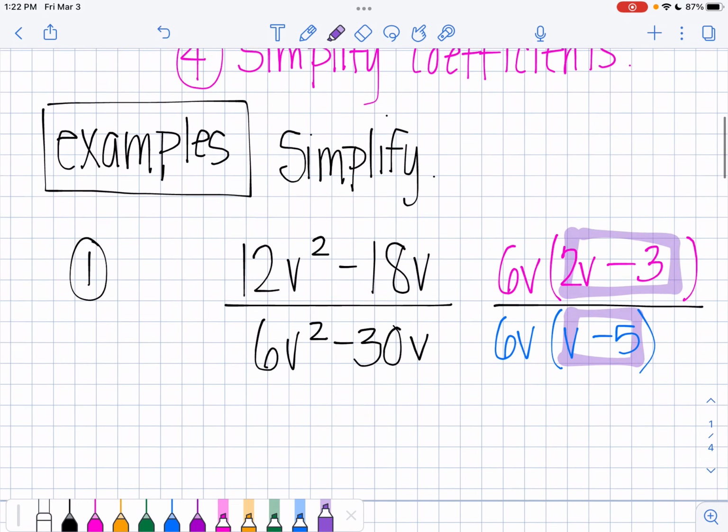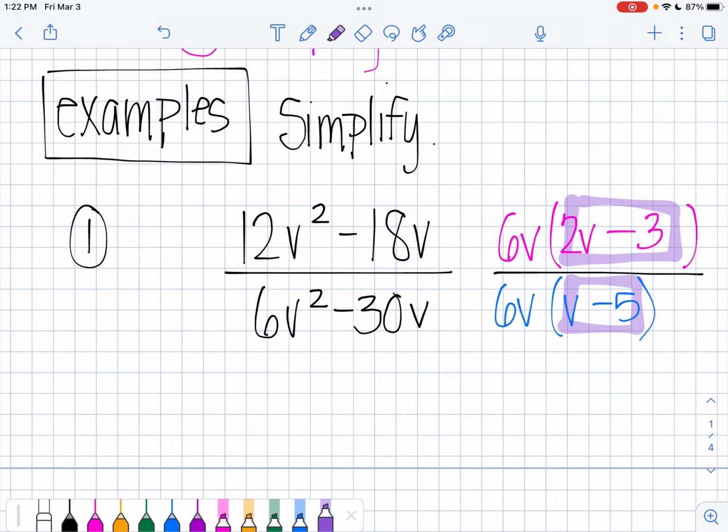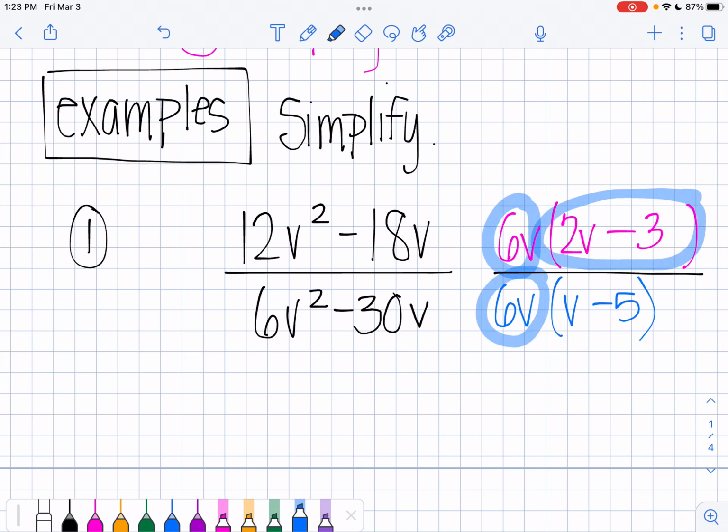Okay, I cancel my like groups. So here, this is where I want you to imagine your groups. This is a group, this is a group, this is a group, and this is a group. So do I have any groups that are exactly the same? I sure do, these 6 v's. These can cancel out. So what are you left with?